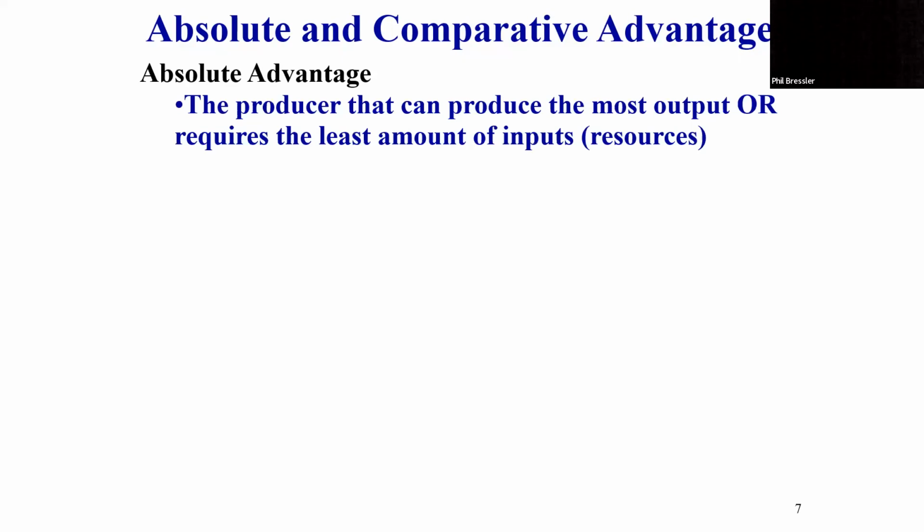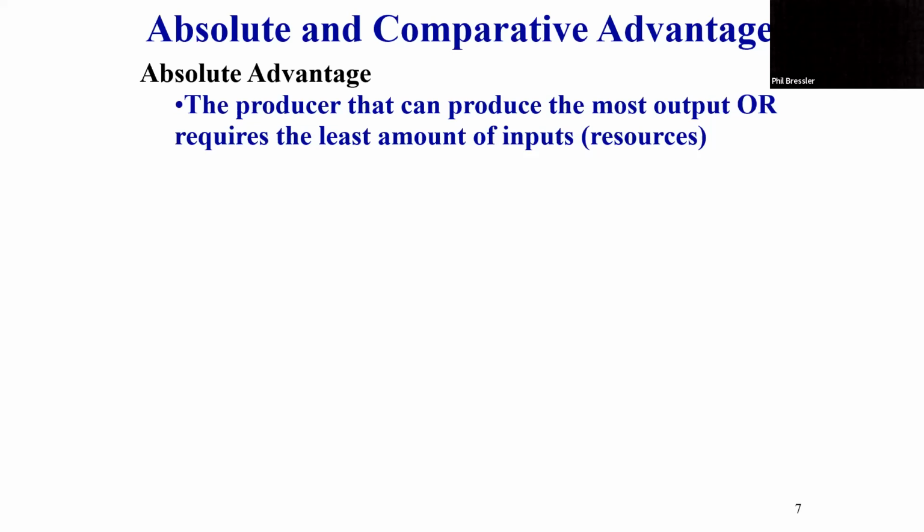So an input would be how many hours it takes to make a car, how many acres it takes to grow corn or wheat. All right. So inputs are things like the time or the manpower to make things. Output is how much of those things. So you want the greatest output for absolute advantage and the lowest input.